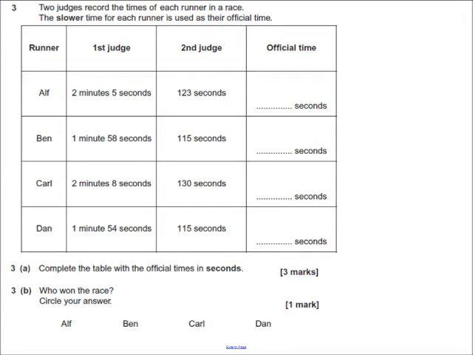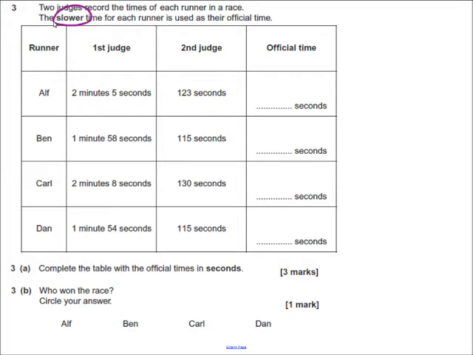Question 3 is about 2 judges who record the times of some runners in a race. The slower time for each runner is used as their official time. So it's in bold, that's a really important word there. The slowest time for each runner is used as their official time.